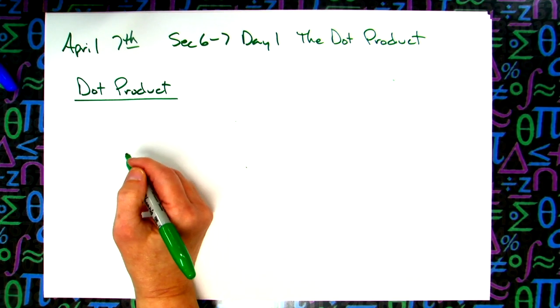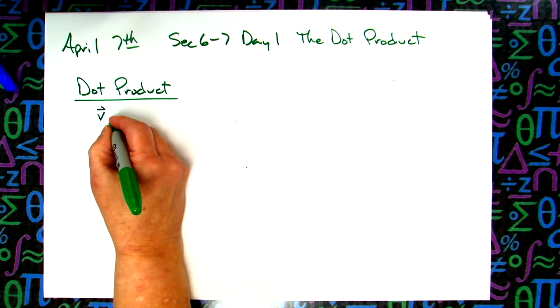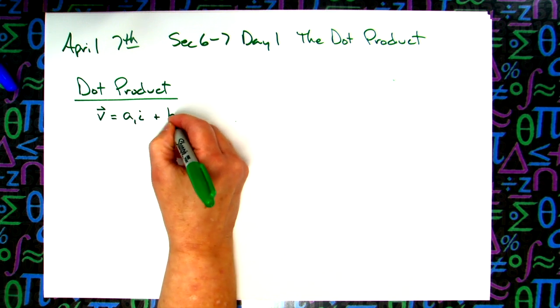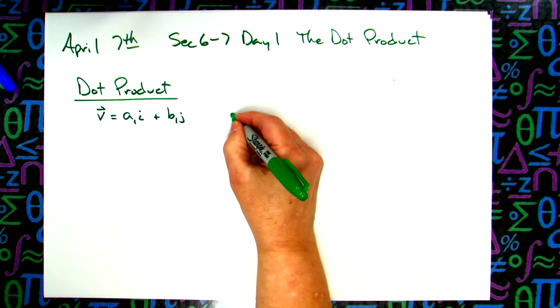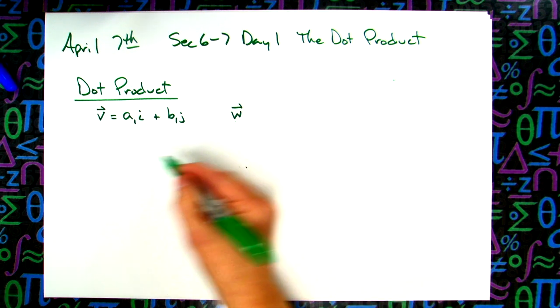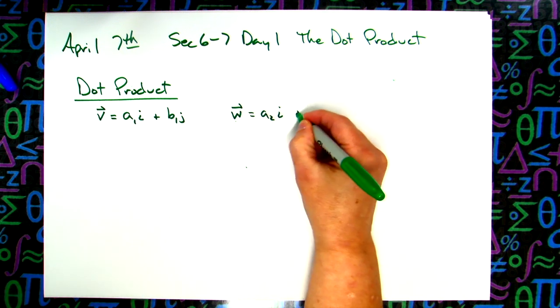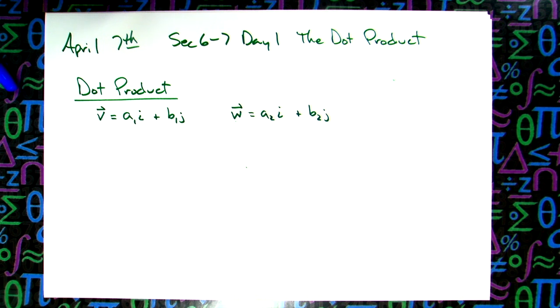Let's say I've got two vectors. Okay, let's say our first vector is a v vector, and it's a sub 1 i plus b sub 1 j, and I'm just using the subscripts there to indicate, hey, that's my first vector. All right, and then let's say they give me a second vector, and we'll call it w. Since it's the second vector, I'll use subscripts of 2. So a sub 2 i plus b sub 2 j. So there's our two vectors.